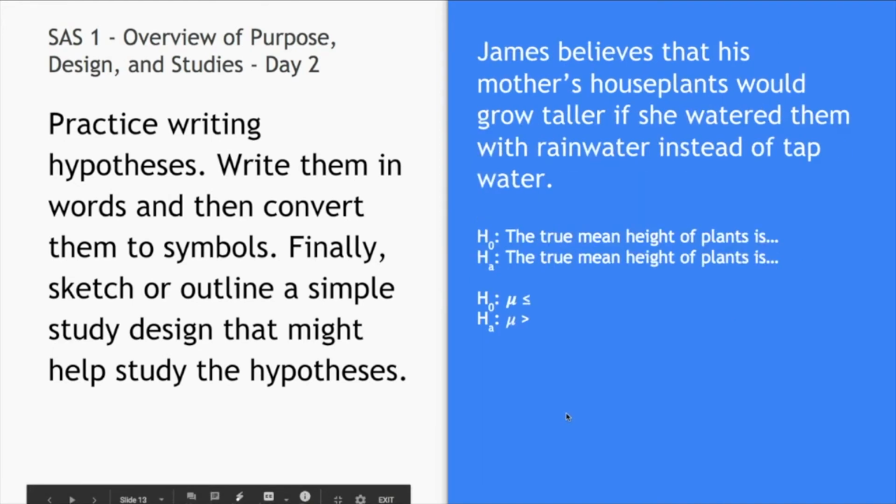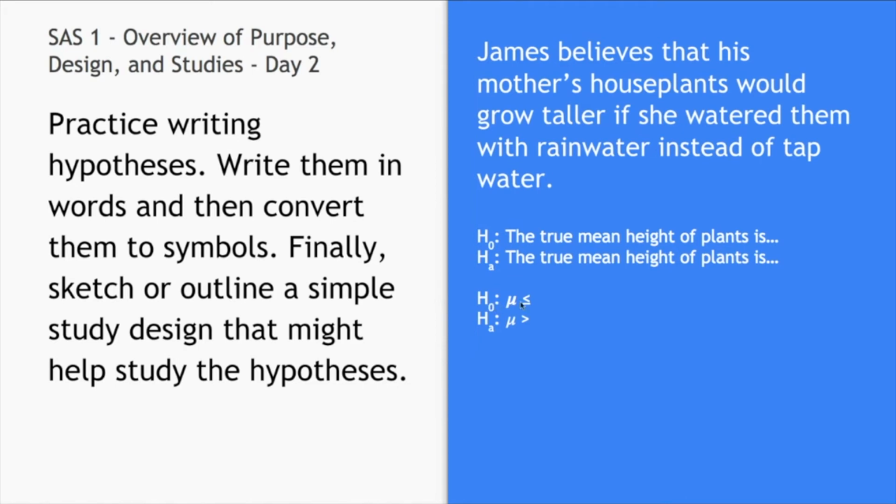All right, another example. James believes that his mother's houseplants would grow taller if she watered them with rainwater instead of tap water. All right, so the null hypothesis, or the claim, is that the true mean height of plants is the same with tap water as it is with rainwater. You see that? Now, the alternative would be that the true mean height of plants is greater with rainwater than with tap water. And that's what we're looking for.